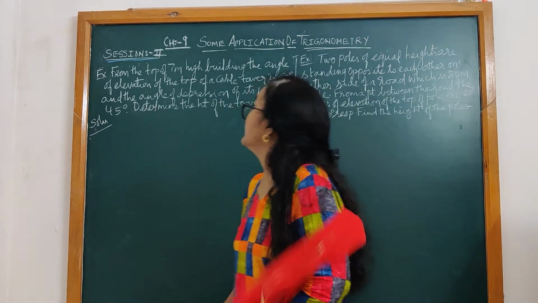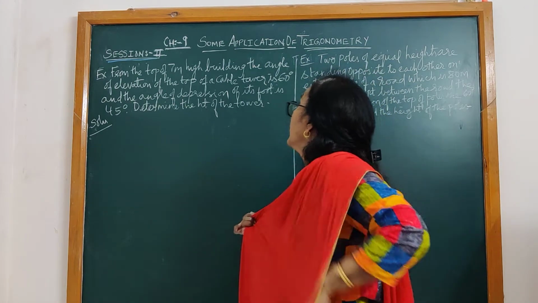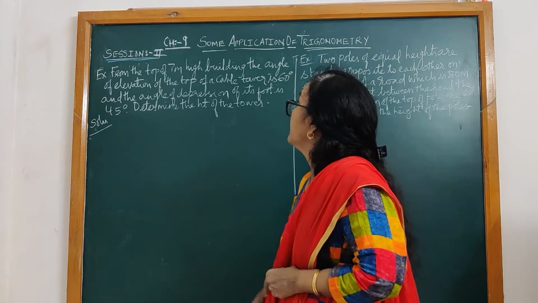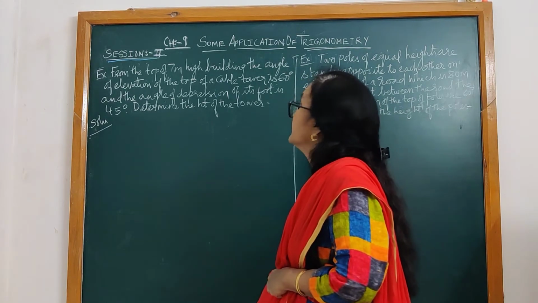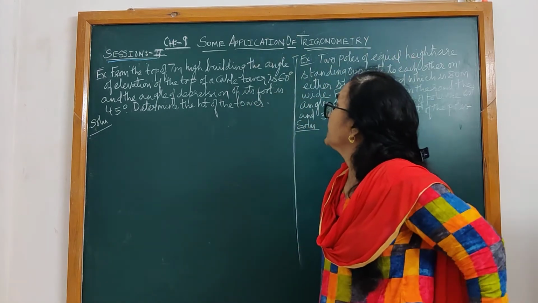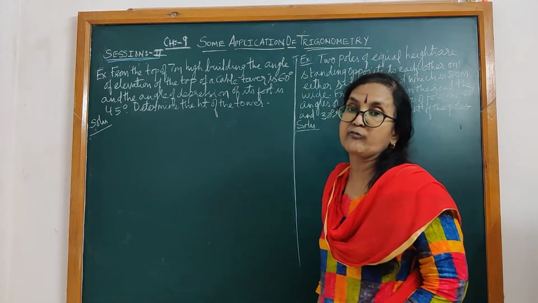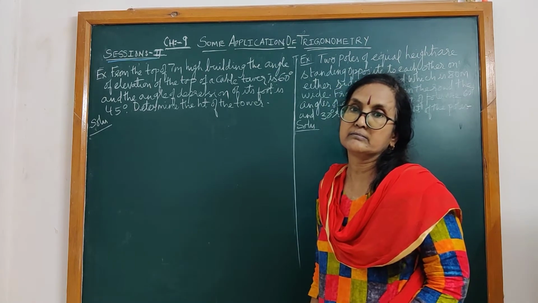We will take one more example. From the top of a 7-meter high building, the angle of elevation of the top of a cable tower is 60 degrees and the angle of depression of its foot is 45 degrees. Determine the height of the tower.